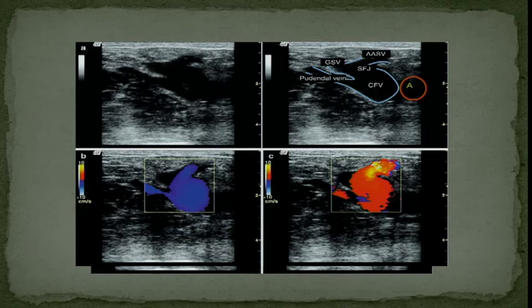Let's talk about the great saphenous vein. Blood is flowing from the medial malleolus all the way along the medial calf, medial knee, all the way to the medial thigh, entering the common femoral vein. So blood is flowing in the same direction as the deep venous system, correct? It should also be blue. So this is normal. This is abnormal.